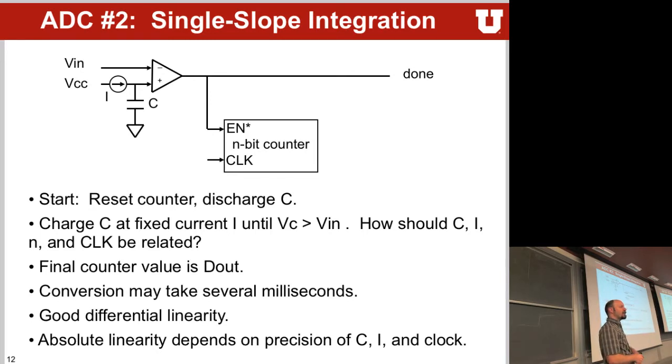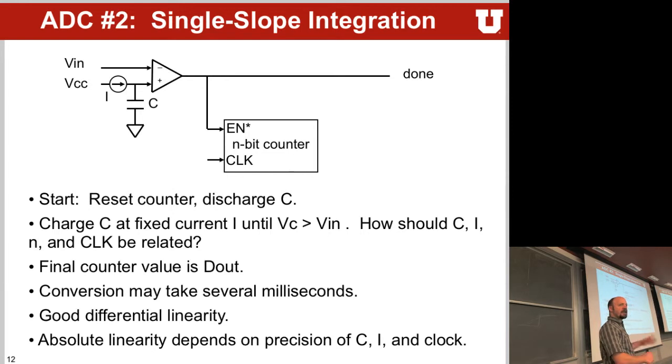So it started, the capacitor got charged, and when it reaches the input voltage, this one will stop and will give us the number, or the time it took for this capacitor to charge to the voltage Vin. So now you know what the voltage is, right? If you know the current and the capacitor, you can calculate what the voltage is after that particular time. There we go.